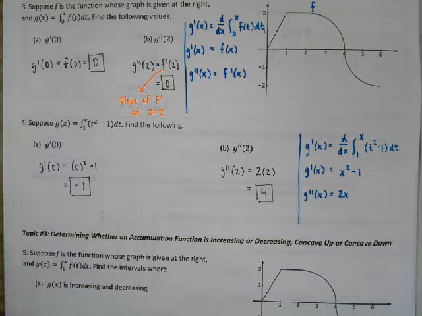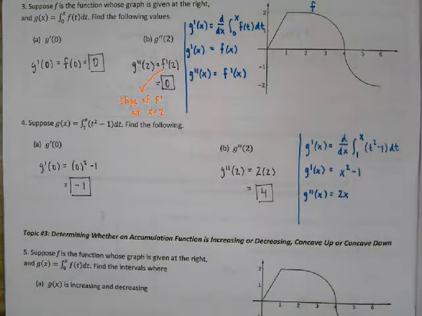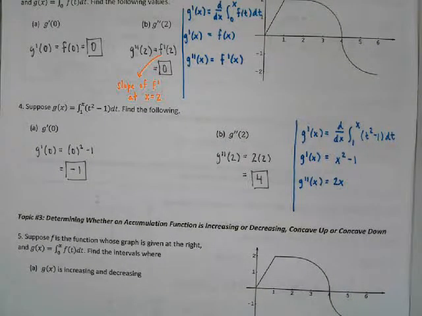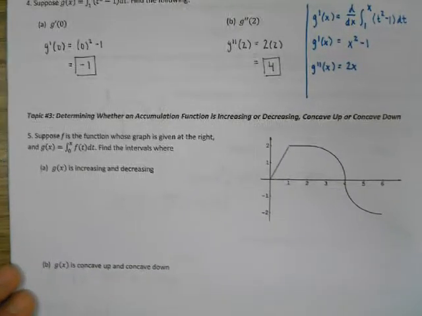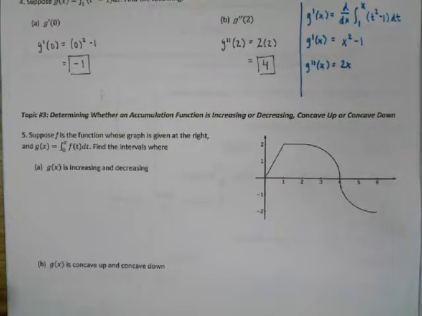All right, so now that we know how to find some function values, how to determine derivative values, we can do some more complex work, and we're going to start talking about, well, how do we determine when an accumulation function is increasing or decreasing, or concave up or concave down? So these are all things we've done with our regular functions, and now we're going to be doing just the same thing with accumulation functions.